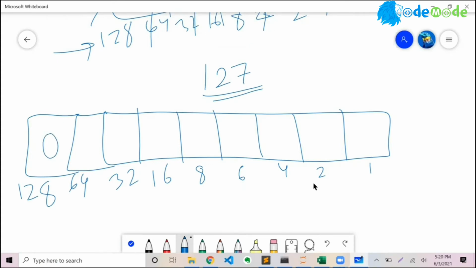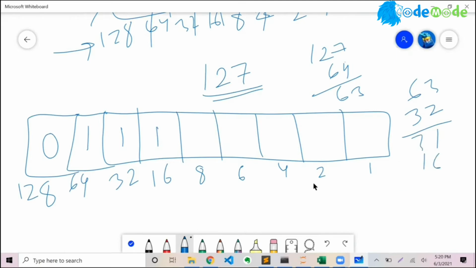Now 64. Yes, we can drop some here. So I'll say 1 and then remove 64 from 127, which is 3, and it's 63. So I can put 1 here because it can take 32. Then 63 minus 32 is 31. So I can put 1 here, and that becomes, remove 16, becomes 15.